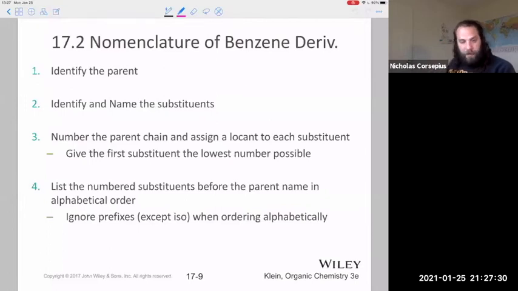All right, so that's the strategy we're going to use. We're going to identify the parent chain. Again, this is the step that's a little bit harder because we've got to remember all those benzene derivative names. Then we're going to identify and name the substituents. We're going to number the parent chain and assign the locants, or the numbers, to each substituent. Remember, if it's di-substituted, we're going to use that ortho-meta-para prefix. If it's tri-substituted, or more, you'll use the numbering scheme. So we'll go through some examples of that. And then list the numbered substituents before the parent name in alphabetical order, just like always.